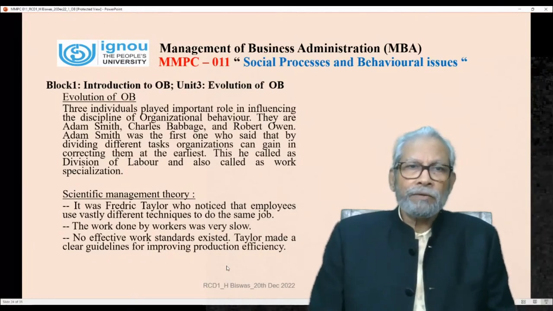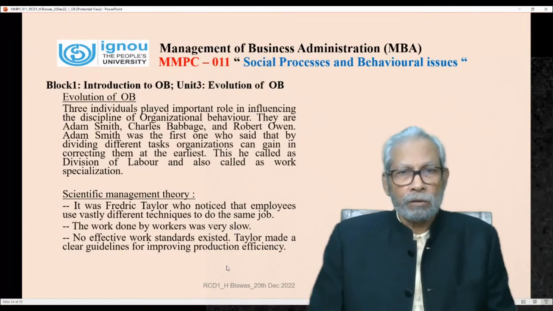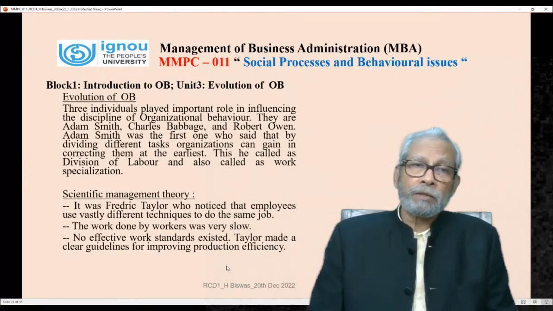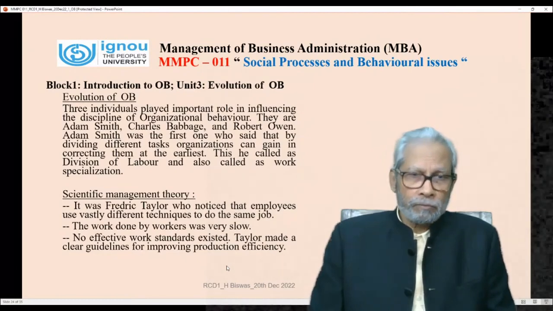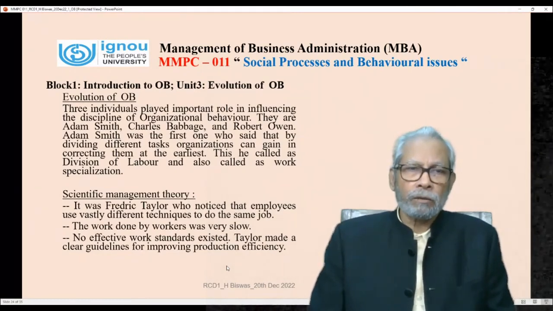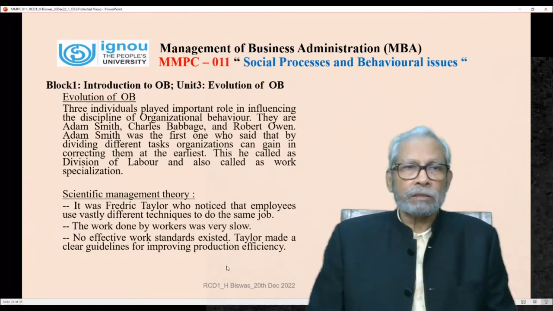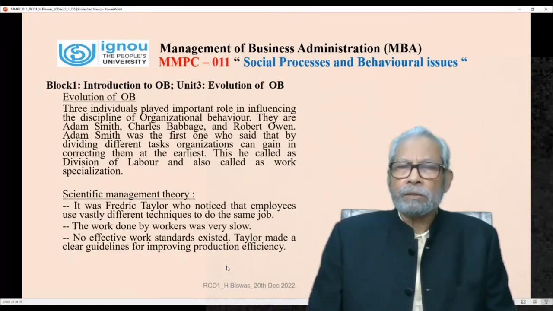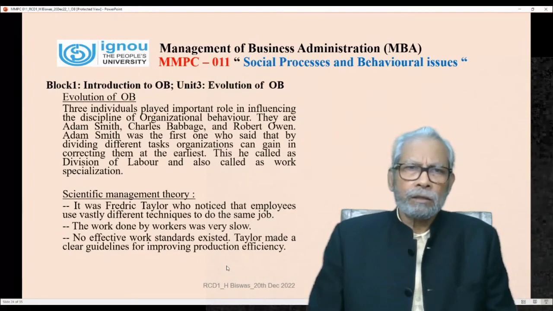They have already identified the things. I think Mr. Adam Smith and Charles Babbage and Robert Owen. Then scientific management theory. Presently, it is important. Most of the organizations are going as per the scientific reasons, because earlier, whatever the theories are there, some drawbacks are there, some merits and some demerits are always there. So this is going on.